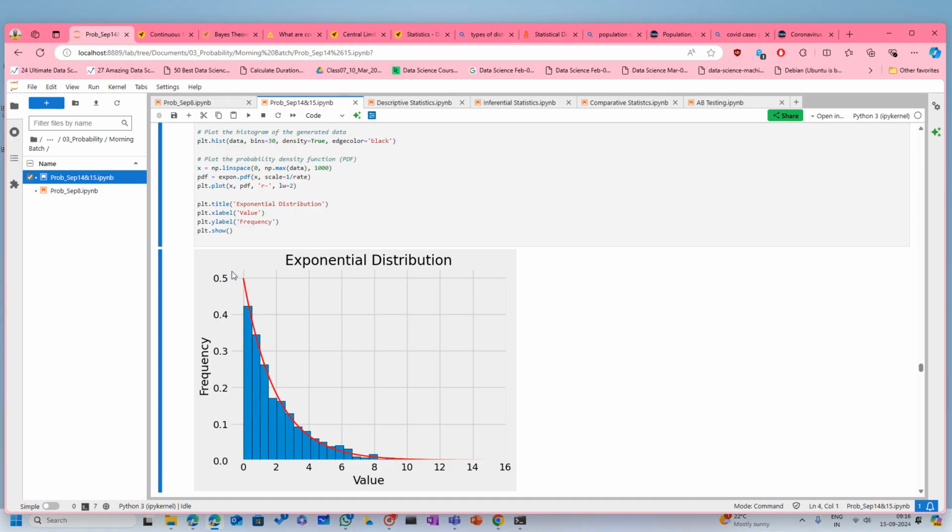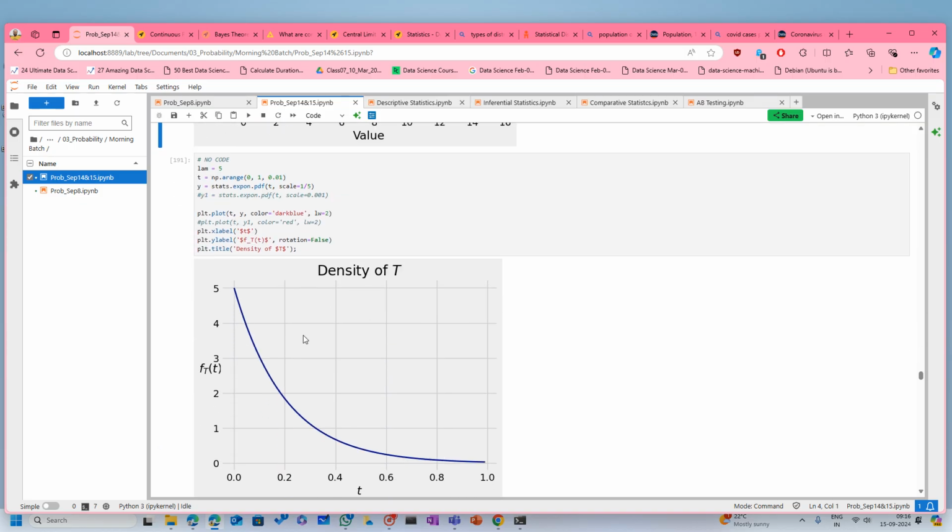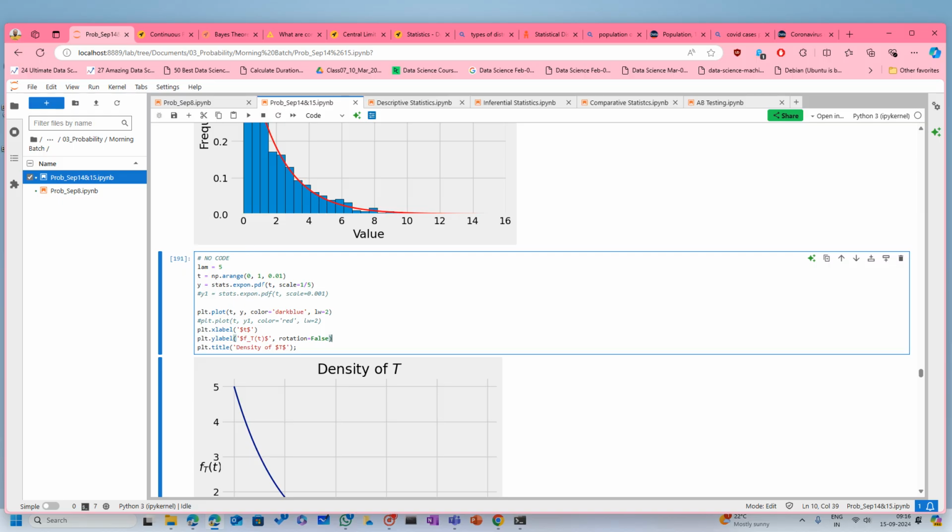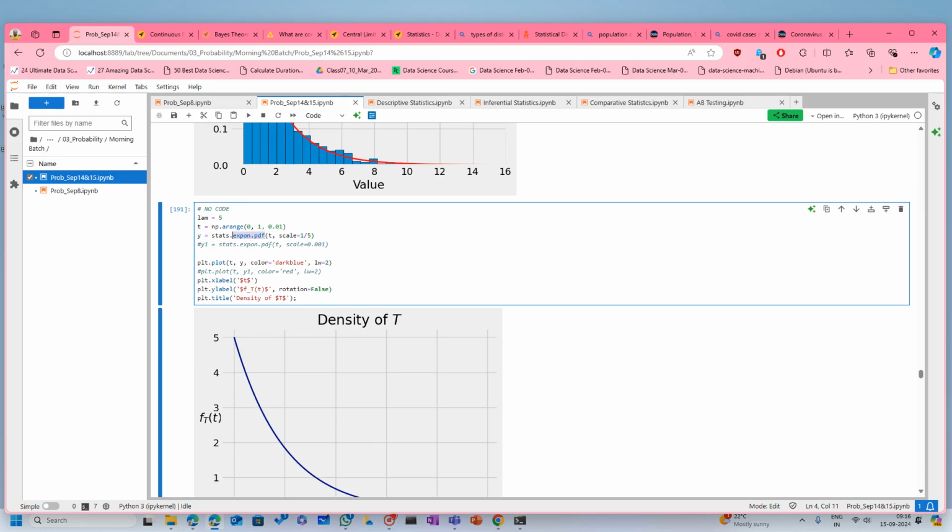Initially it was at a high value, then it started decreasing. So this is exponential, either it increases or decreases. So density we have calculated here. Again, for exponential, you have a direct function. See, for exponential you have to use PDF, not PMF.